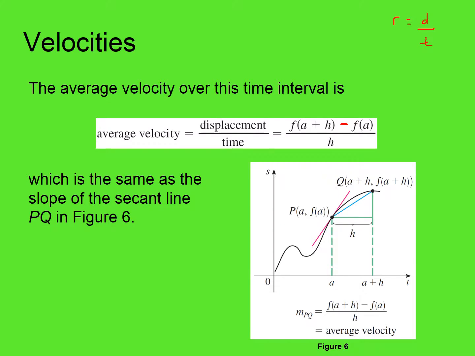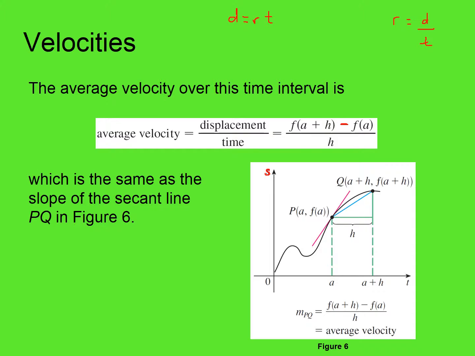That's equivalent to the old d equals rt. But instead of distance now, we're going to be using s a lot for the change in position. S is the position at time t. So average velocity is f of a plus h minus f of a all over h. Sounds familiar, which is the same as the slope of the secant line, PQ, in figure 6.